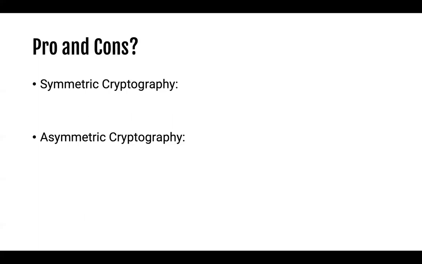Okay, and then for pros and cons: now you know how symmetric cryptography and asymmetric cryptography work. Just based on this high-level introduction, what do you think about these two different kinds of crypto systems? What are the pros and cons of asymmetric and symmetric cryptography?